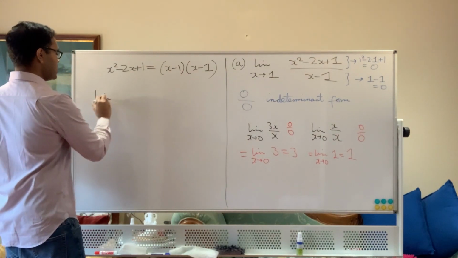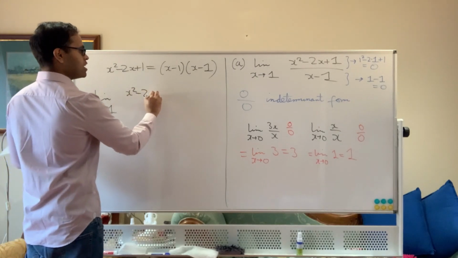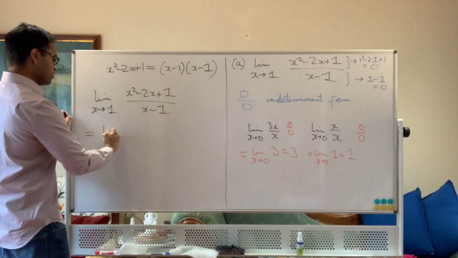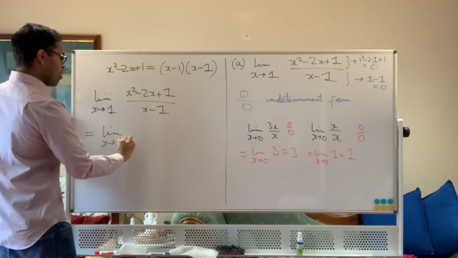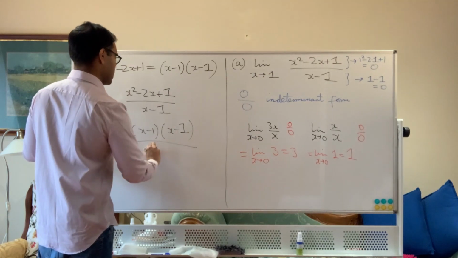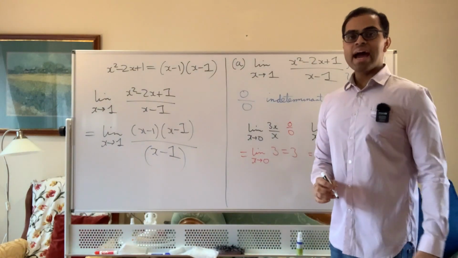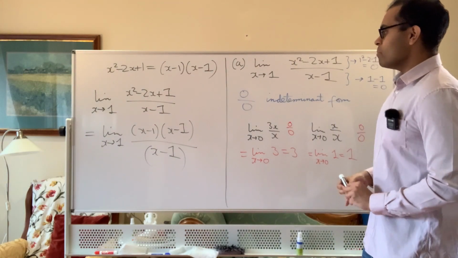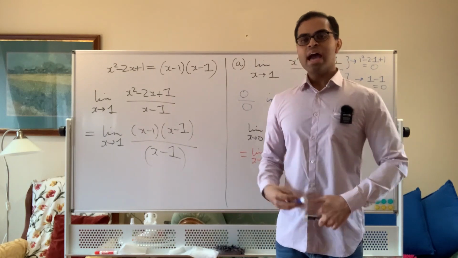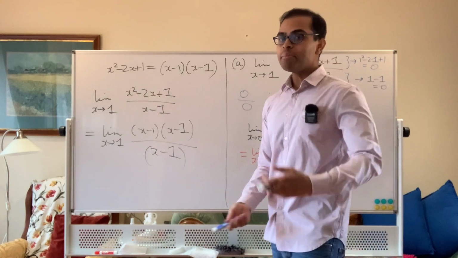So now you see what happens with the limit. It's the limit as x goes to 1 of x squared minus 2x plus 1 divided by x minus 1, which is equal to the limit as x goes to 1 of x minus 1 times x minus 1 divided by x minus 1. The point here is that the 0 over 0 is coming from this culprit, which is the x minus 1. So that's what you're looking for when you have a limit as x goes to 1 and you have a polynomial on the top and the bottom and it's becoming 0 over 0.